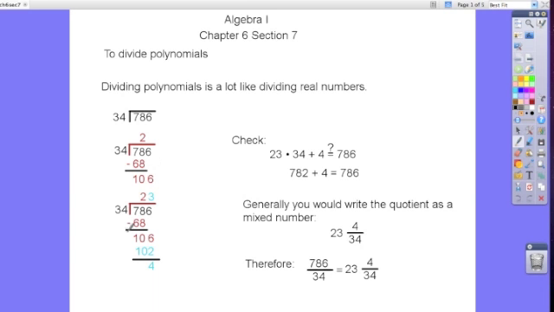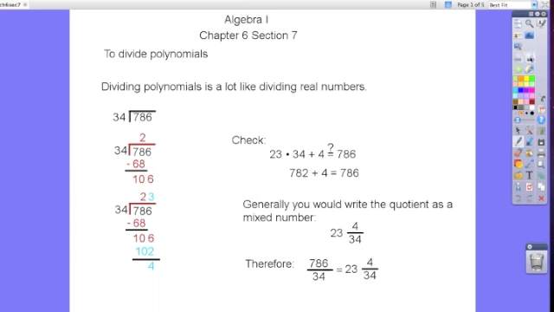And then we say 34 into 106 goes how many times? To do that, you say, how many times will 3 go into 10? Well, 3 goes into 10 about 3 times. 3 times 34 is 102, and you subtract and you get 4. That's how we do regular division.